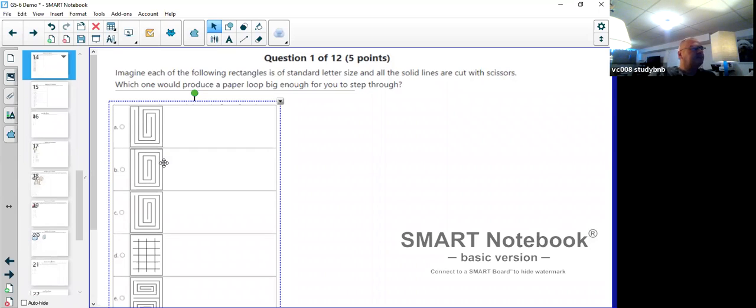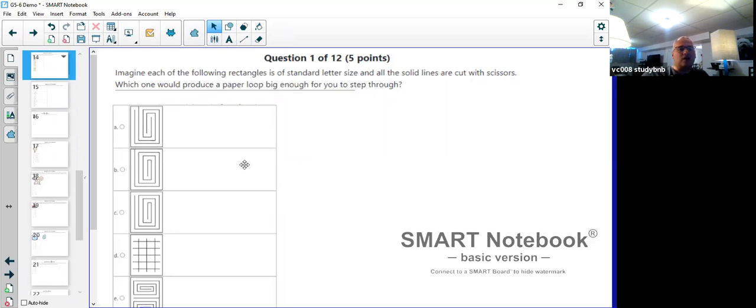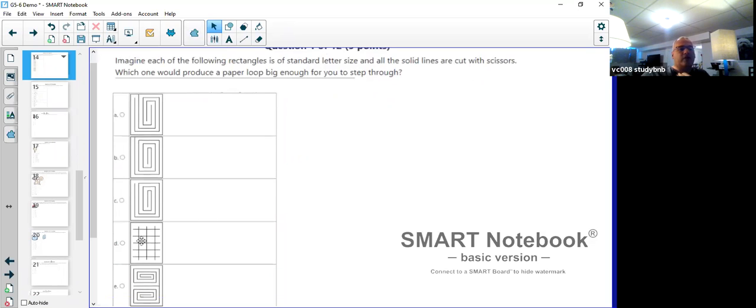So if you cut along the lines, you want to have one big continuous loop. All right. So the question is, which one will give you that if you cut along the lines? I don't think you're going to get a loop in D, right? If you cut these along the lines, you're not going to get a loop. The loop has to be big enough for you to walk through. All right. So Leo thinks it's B.